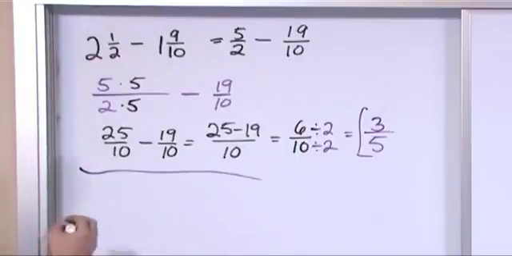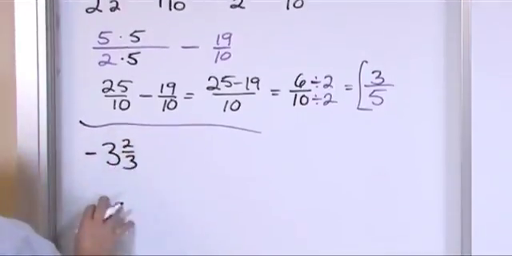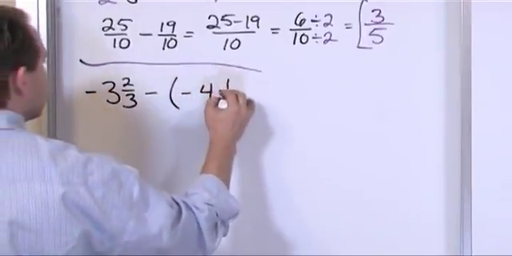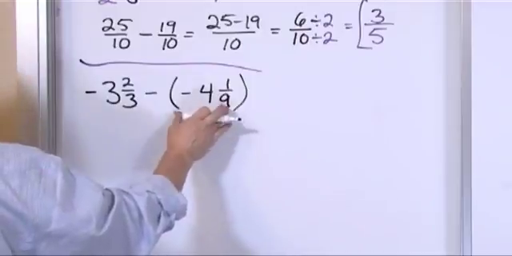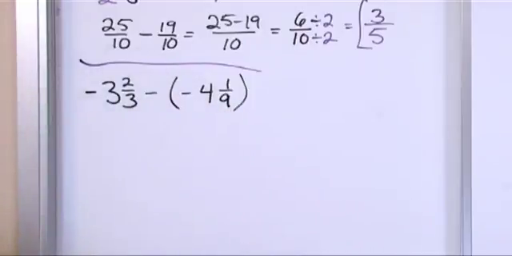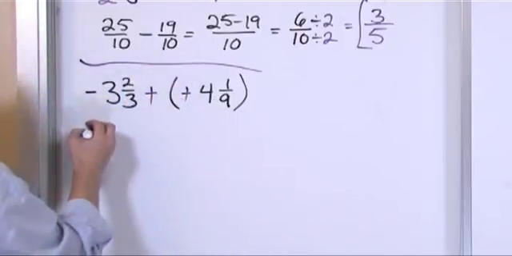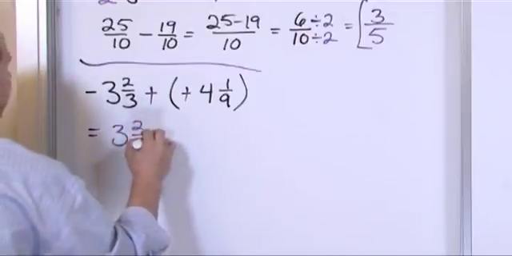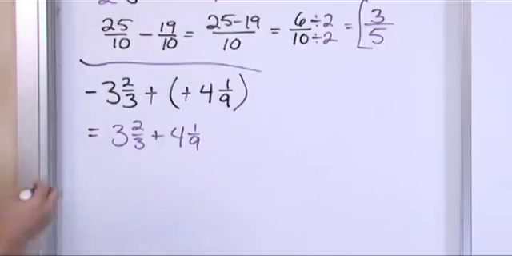Okay, the next problem is going to be negative 3 2/3 minus negative 4 1/9. So I'm subtracting two fractions, but this other fraction that I'm subtracting here is also negative. So when you look at this, you might say, well, I've got double negatives here. I can add the opposite. So ultimately, this problem is going to be negative 3 2/3 plus 4 1/9. So it's really an addition problem. And actually, this is negative out here because of this negative out in front.